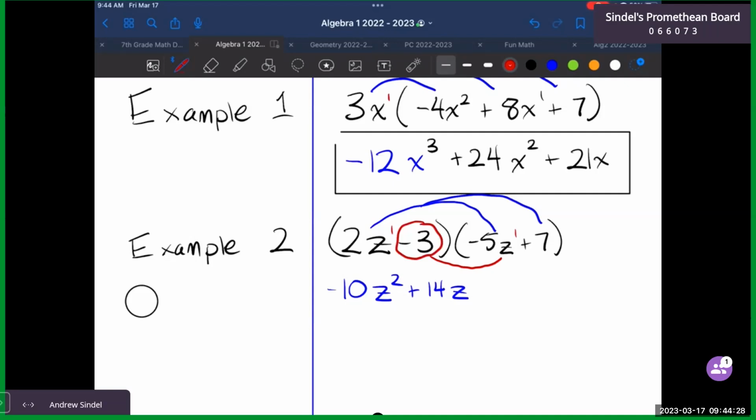Positive or negative? So it's going to be a negative times a negative. Good. So it's positive 15. You can say Z. And then let's give it to Aaron for the last one. Negative 3 times 7 is negative 21. And then there's an additional step.